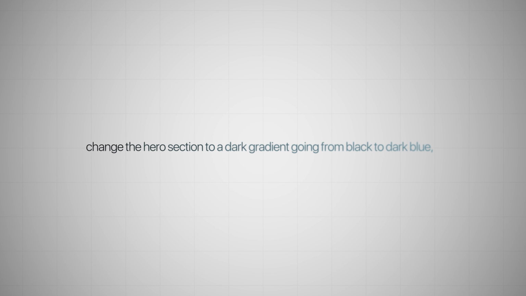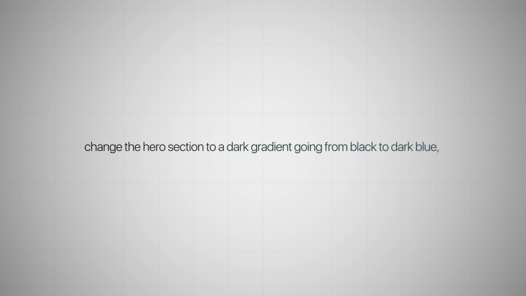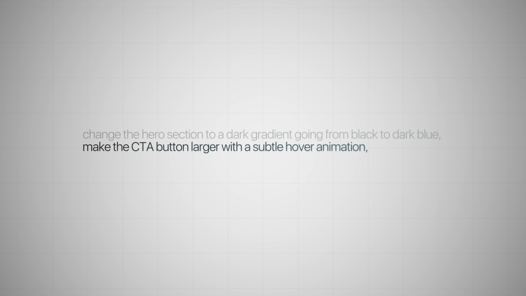In plain English, I just say something like, change the hero section to a dark gradient going from black to dark blue. Make the CTA button larger with a subtle hover animation and add a 4th testimonial card. And Claude Code reads my instruction, opens the correct files on my machine, makes the exact changes and saves them. I refresh my browser and you're done. Exactly what I asked for. And you can keep going like this. You can iterate 10, 15, 20 times, and each time you're just having a conversation.